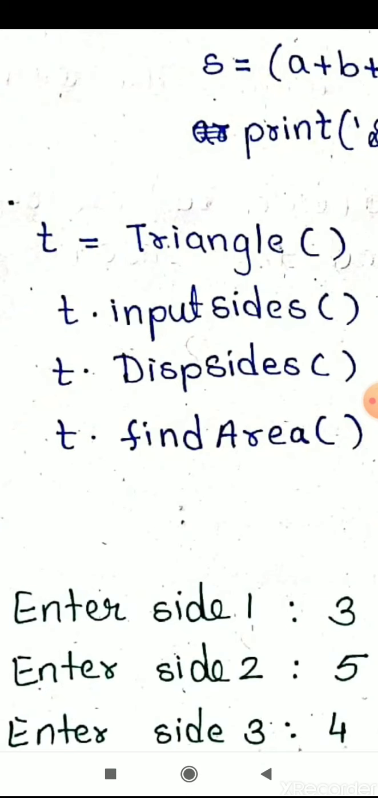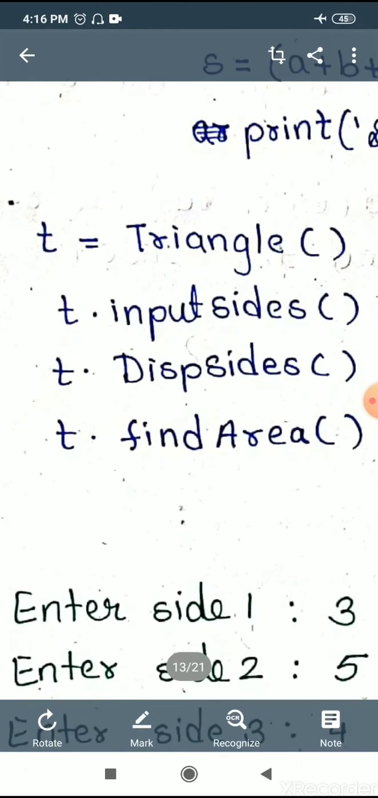Below that, take a look, I have called the function T dot input sides, that is object dot input sides. This input sides function is defined in the base class, that is the parent class. Still I am able to call it by using the object of the derived class or the child class. So instead of getting confused, I'll just call them parent and child. Parent class methods can be called with the help of the child object, right?